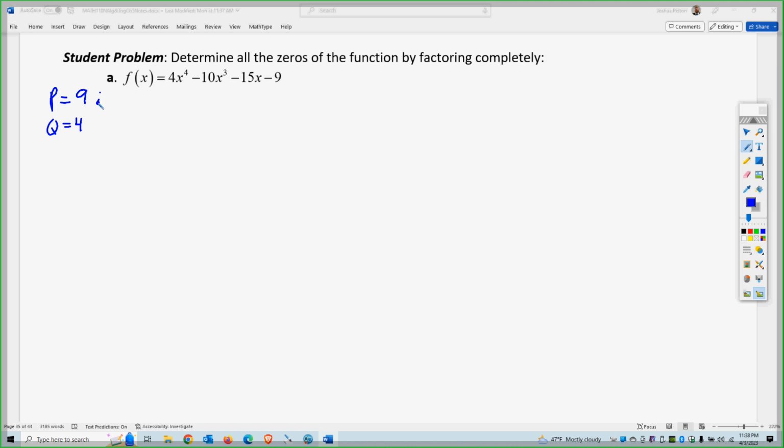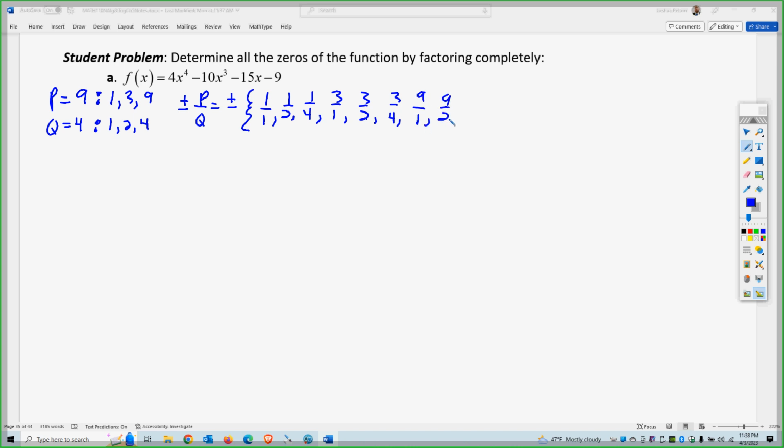Okay, so the factors of 9 are 1, 3, and 9. The factors of 4 are 1, 2, and 4. Okay, so plus or minus P over Q equals plus or minus. We'll make our list of possible answers or possible zeros. So 1 over 1, 1 over 2, 1 over 4, 3 over 1, 3 over 2, and 3 over 4. And then 9 over 1, 9 over 2, 9 over 4.